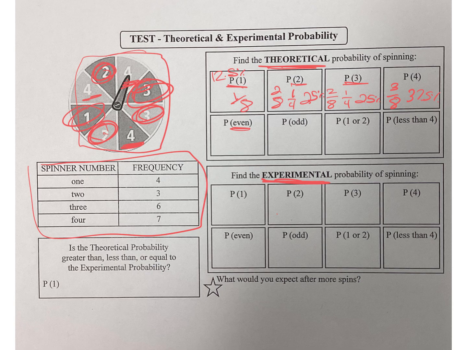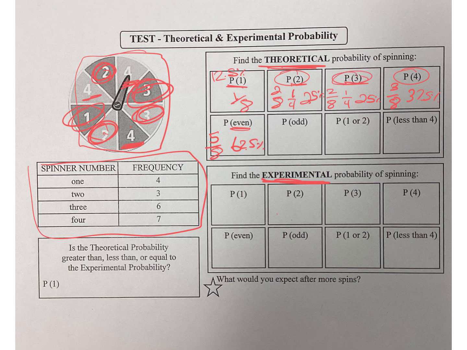Even numbers are 2 and 4. So we could go, we look at this 2 here and this 4 here. This was 2 out of 8. This is 3 out of 8. So it's going to be 5 out of 8. And when it's 5 divided by 8, it's 62.5%. Now let's look at an odd.